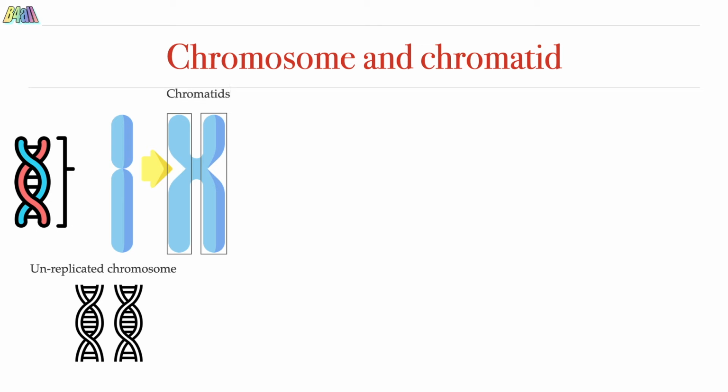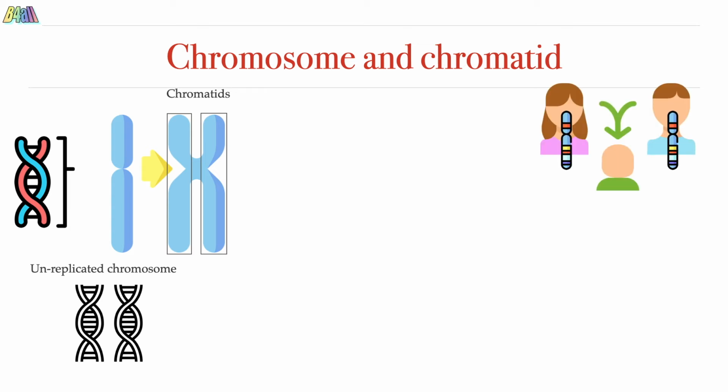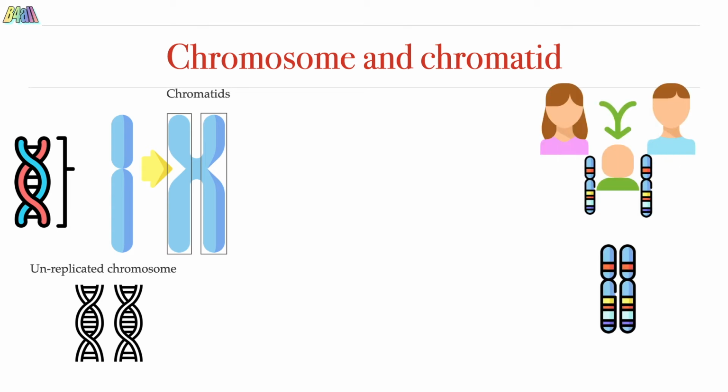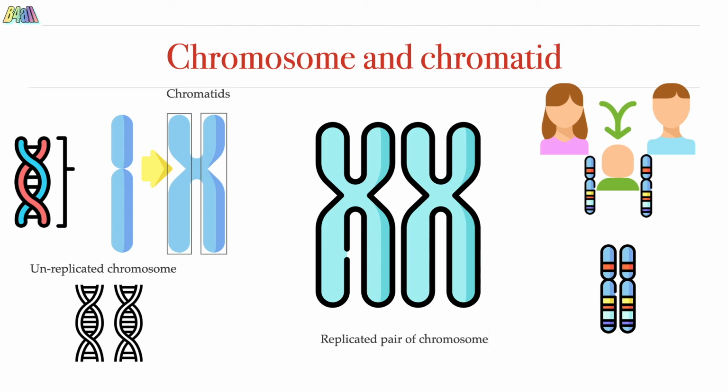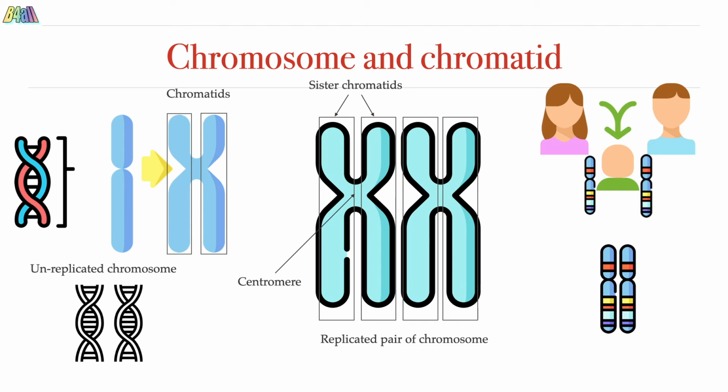Remember, we have chromosomes in pairs. That is, we receive one from each parent. Thus, one pair of chromosomes will have four chromatids. Chromatids on the same chromosome are called sister chromatids. These are connected by a centromere.